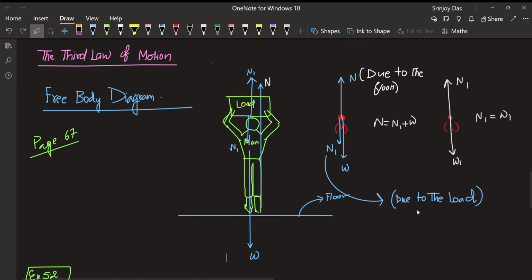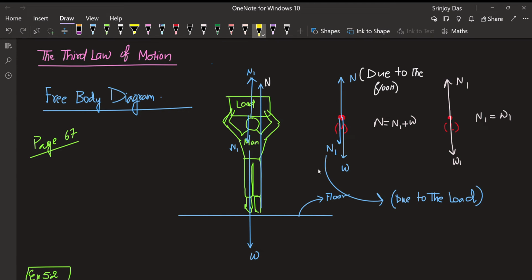Now moving to the third law of motion, and now we are in third law where the most important is the free body diagram. So the free body diagram we have explained, like page 67 in AC Verma you can see that here is a man and here is a load, and you can see he is standing on the floor.